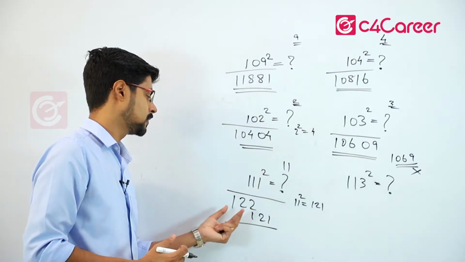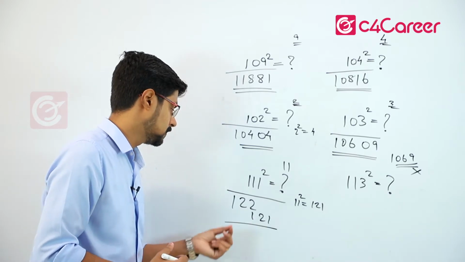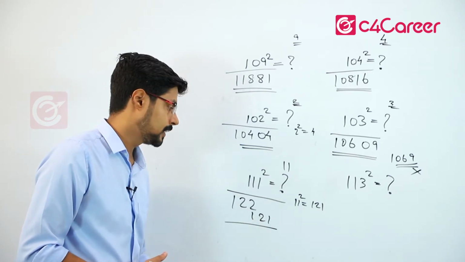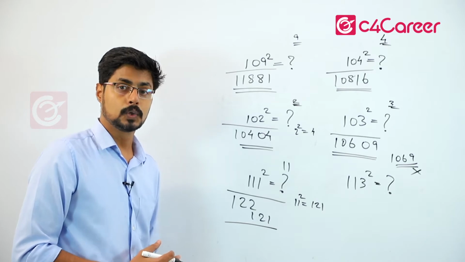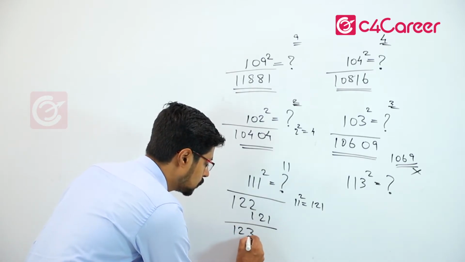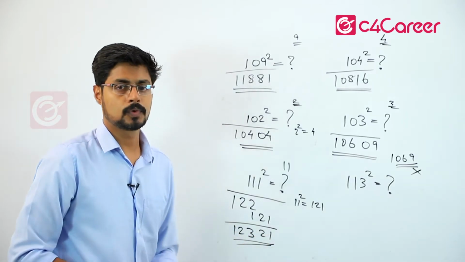It's very simple. If you understand it well, then it is very simple. So this 1 will go as a carry because this part can only have 2 digits. So the final answer will be 1, 2, 3, 2, 1.